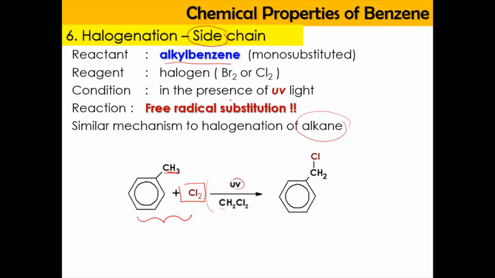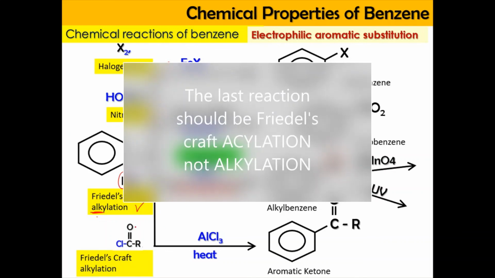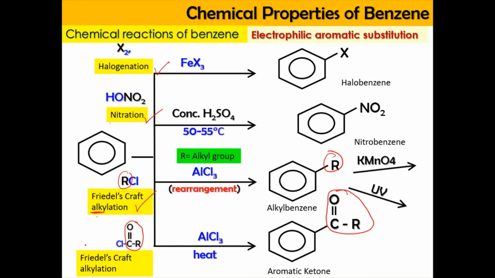Okay, I think that's all for today's video. Dan ini adalah dia punya summary of what I've talked about just now. We have looked into the halogenation, we have talked about nitration, we have talked about Friedel-Crafts alkylation yang mana kita attach R group. So nama dia alkyl group. And we also talked about Friedel-Crafts acylation yang mana kita tambah adalah C double bond OR. So dia akan tambah C double bond OR kat sini. And dekat ini adalah reaction 1, 2, 3 dan 4.